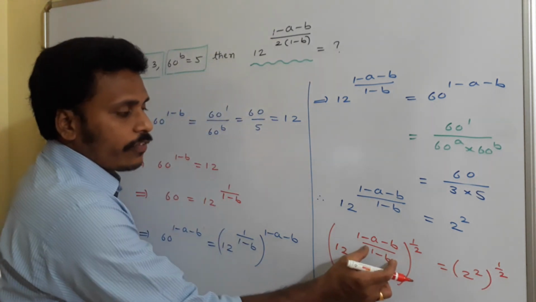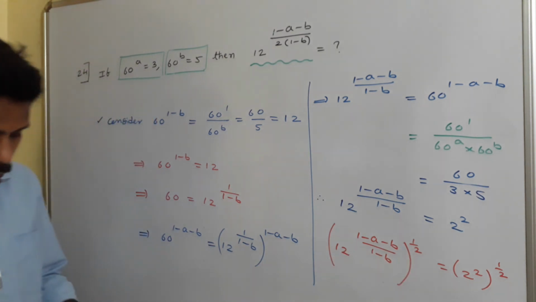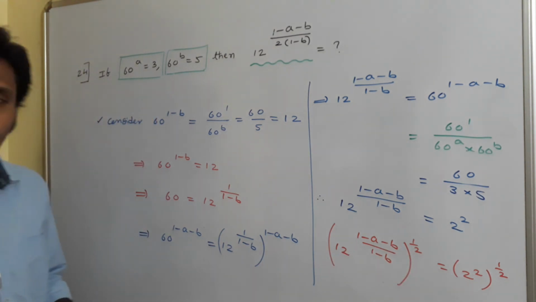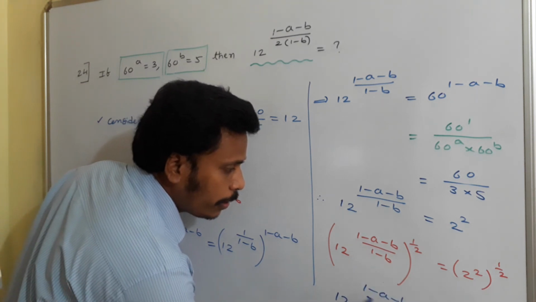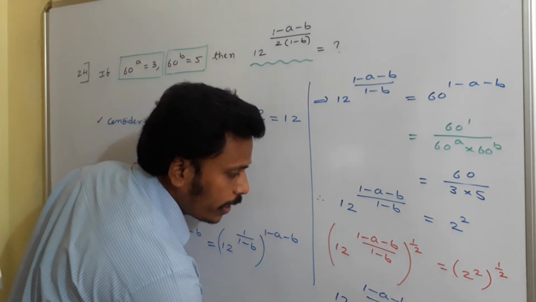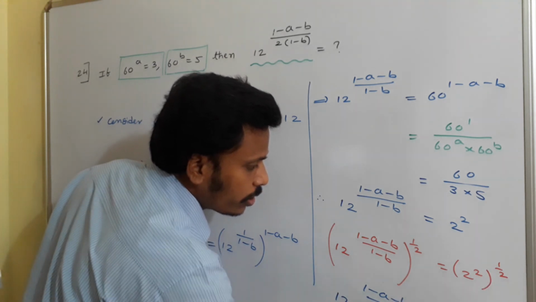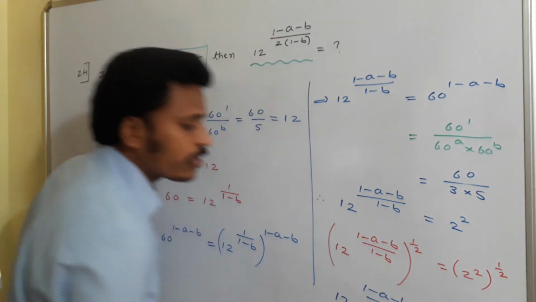And see, again we need to multiply these two, right? If you multiply these two, that is the required part. So 12 to the power (1 minus a minus b) by 2 into (1 minus b) is equal to, this is 2, and at the end your answer is 2.